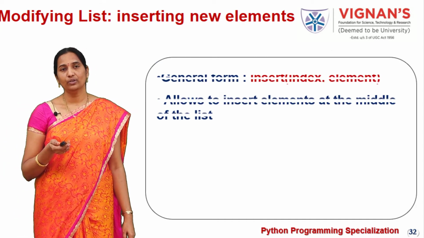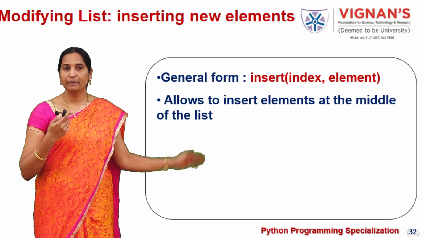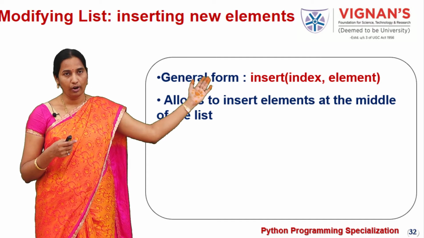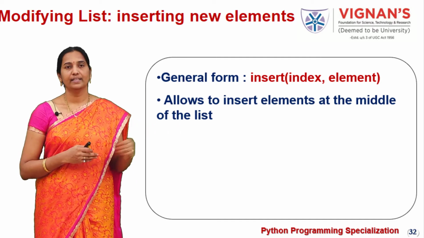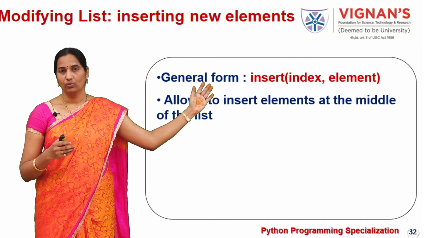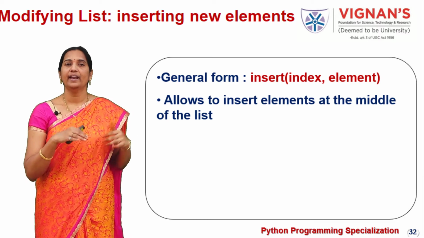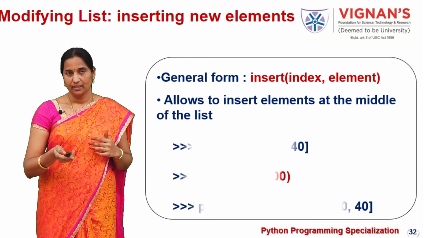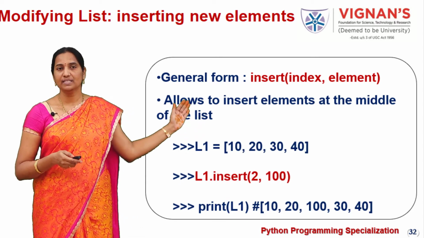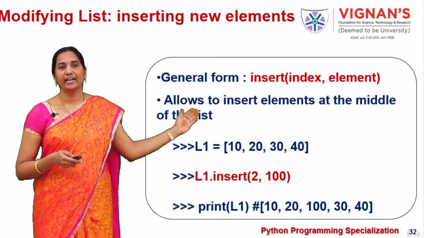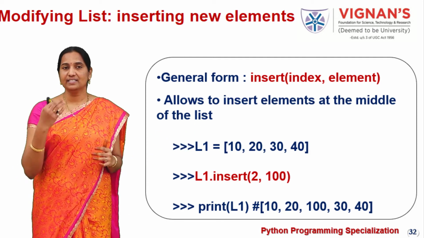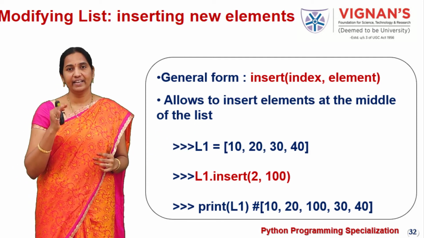The insert method allows us to insert a specific element at a specific index. You need to pass two arguments to the insert method, the index and the element: what is the element you want to insert and at which index you want to insert it. Consider this example, I am inserting the element 100 at index 2 of the list L1. As a result, 100 is inserted at index 2.